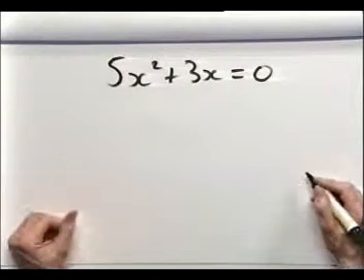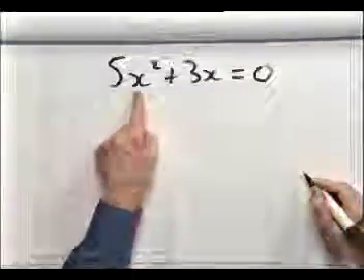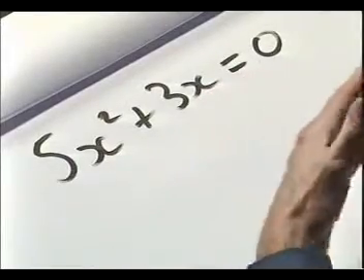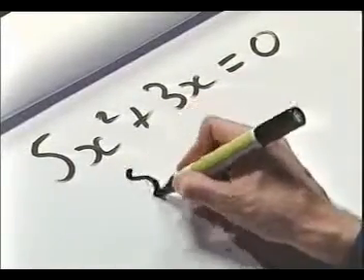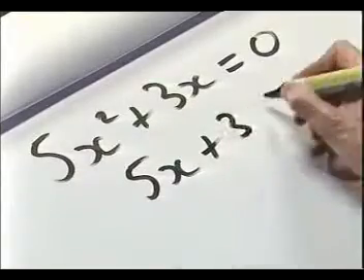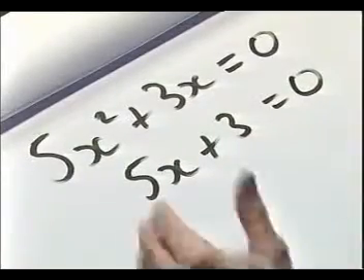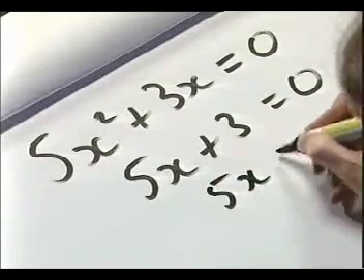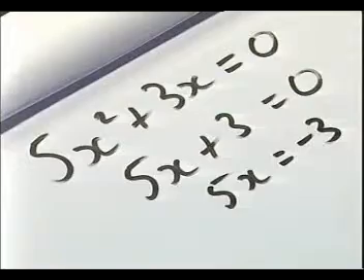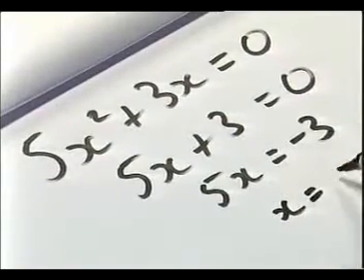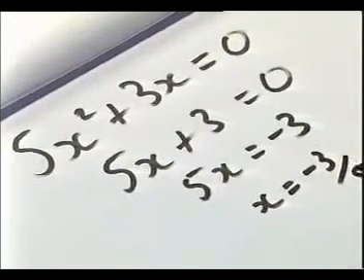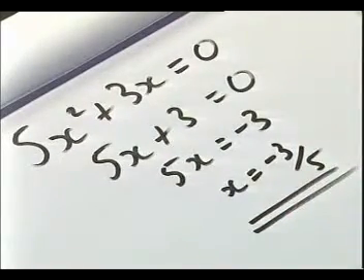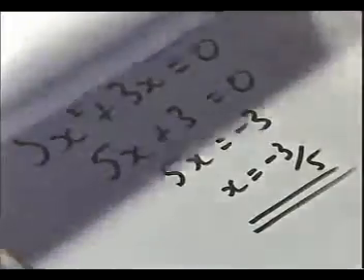Well, the mistake that we might very well make is to say, oh yes, a common factor of x, one there in the x squared term and one there. So I'll cancel by that x. 5x plus 3 equals 0, dividing each term by x. And then 5x is equal to minus 3, and then x is equal to minus 3 over 5. One answer. x equals minus 3/5.